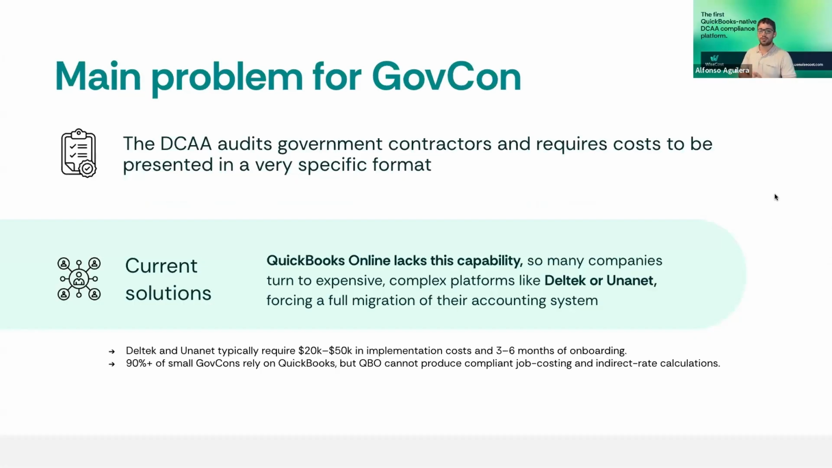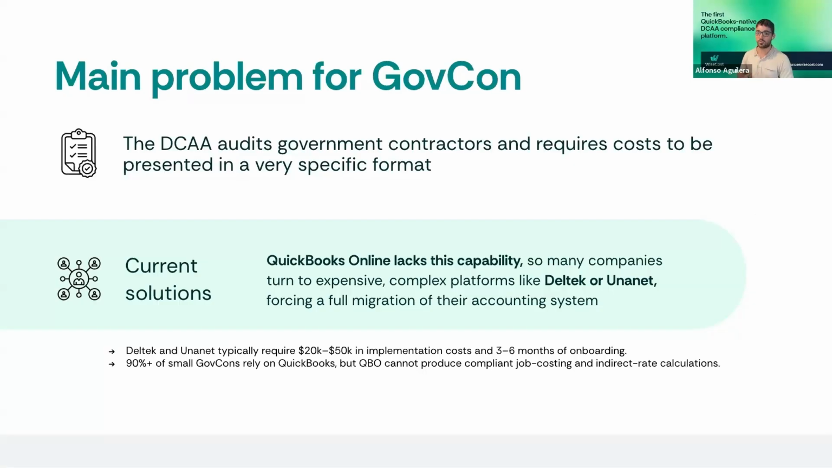The DCAA requires that government contractors have their accounting system in a very specific way. More than 90% of government contractors, especially small and medium ones, are using QuickBooks, and QuickBooks is a great tool. It's really friendly, and most CPAs know how to work with QuickBooks Online, but QuickBooks doesn't have the tools and the capability to provide you an accounting-compliant system.